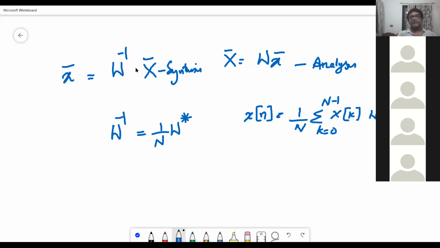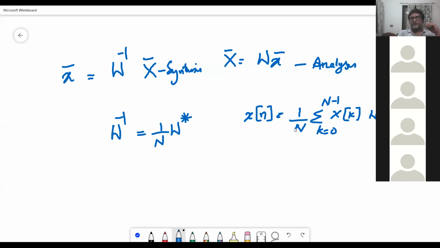Okay, so now let us expand that synthesis equation. This is the expansion for the synthesis equation. In fact, this is the matrix vector multiplication equation for synthesis. This is the synthesis equation, and this is the MVM equation for the synthesis, right? Matrix vector multiplication equation for synthesis. Okay, now let us look at this expression.